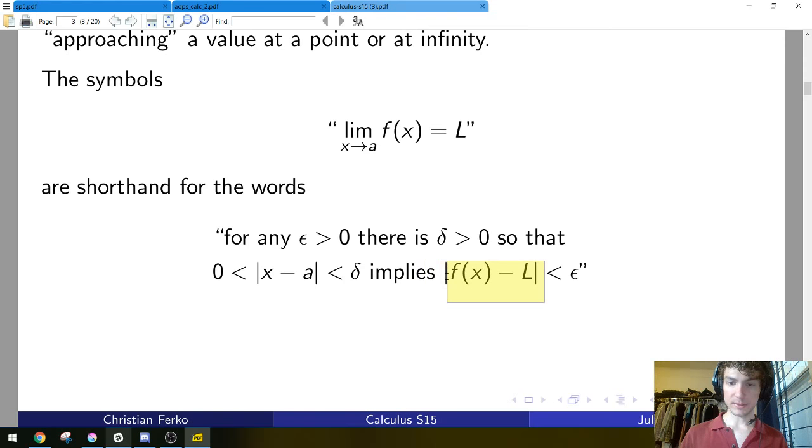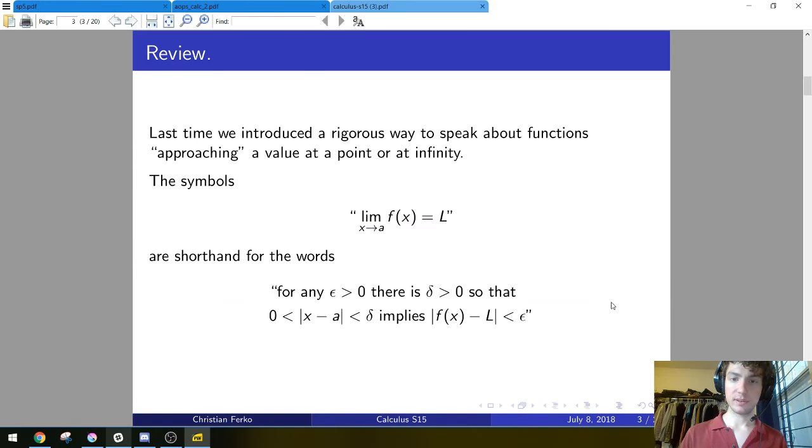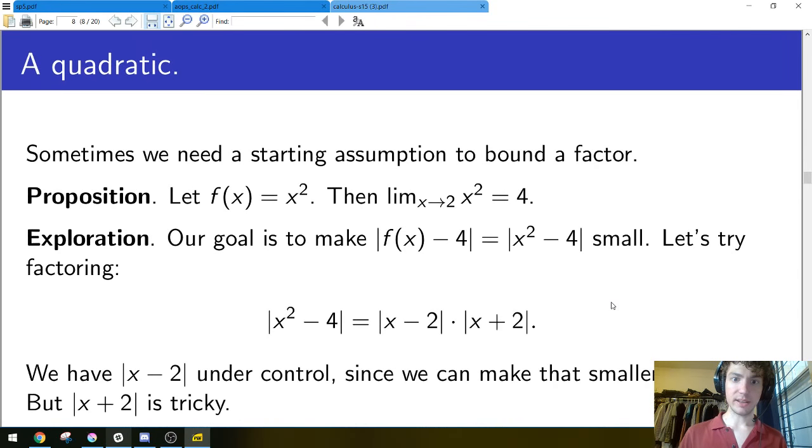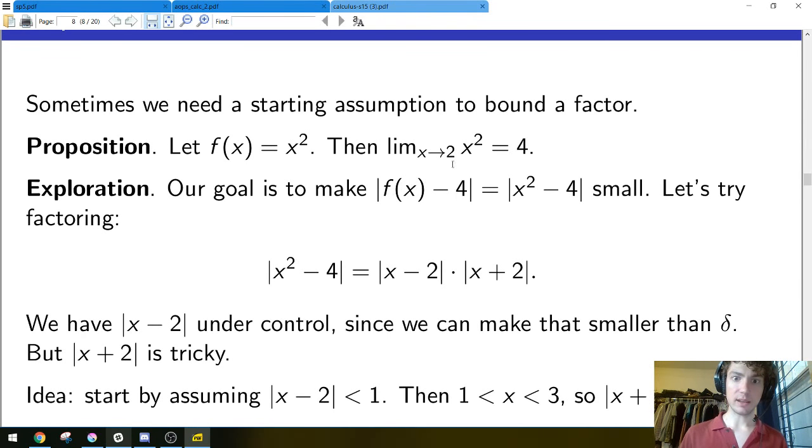So then in going from this big sentence to the next step of that exploration, all I've done is plug in those two values of f of x and L. Right, so f of x is x squared, and L is 4. So this is the thing which at the end of the day I need to convince you, or convince the reader, is smaller than whatever epsilon you've handed me. All right, does that make it clearer or worse?